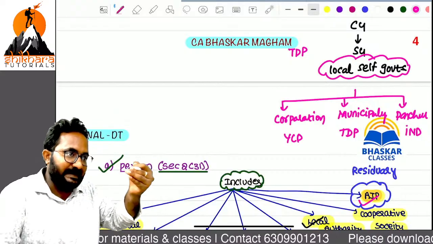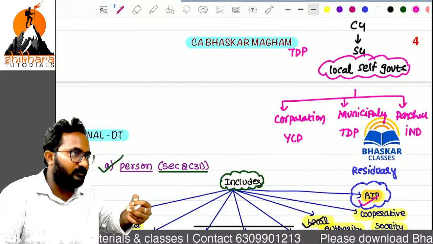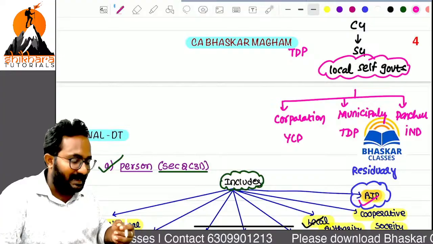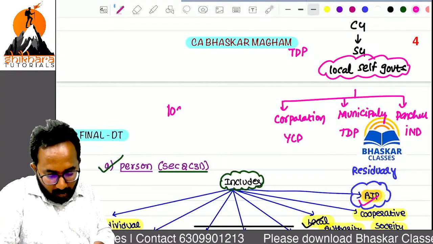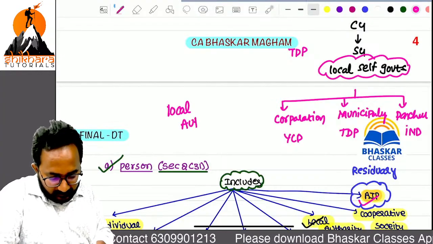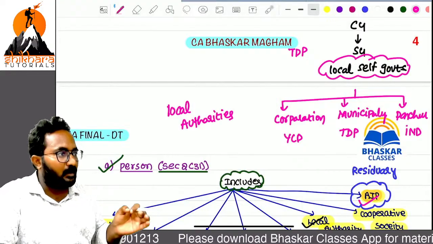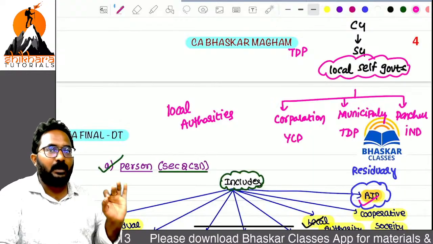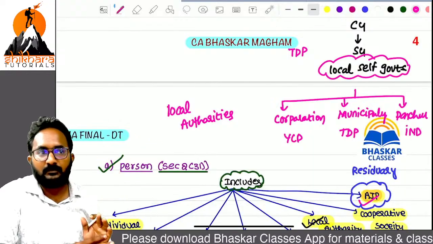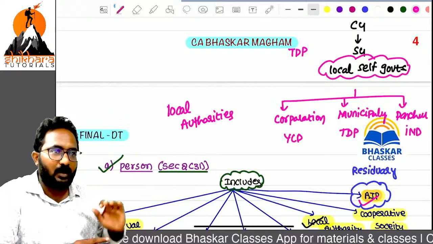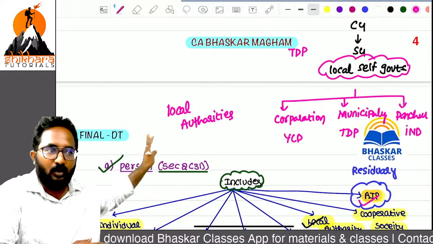Below the state government, whatever local self-governments are there, we can classify them as local authorities. They also have income. They are also required to pay the tax. They are also required to maintain the accounts. Those accounts can be audited by the Controller and Auditor General of India normally, because they are government entities.